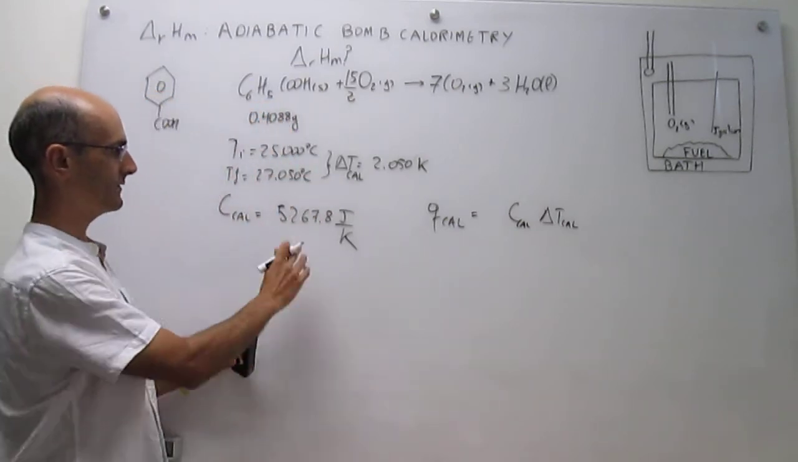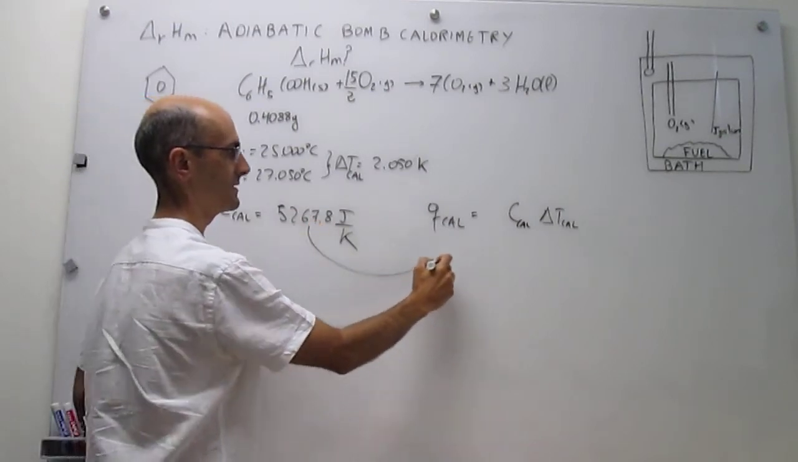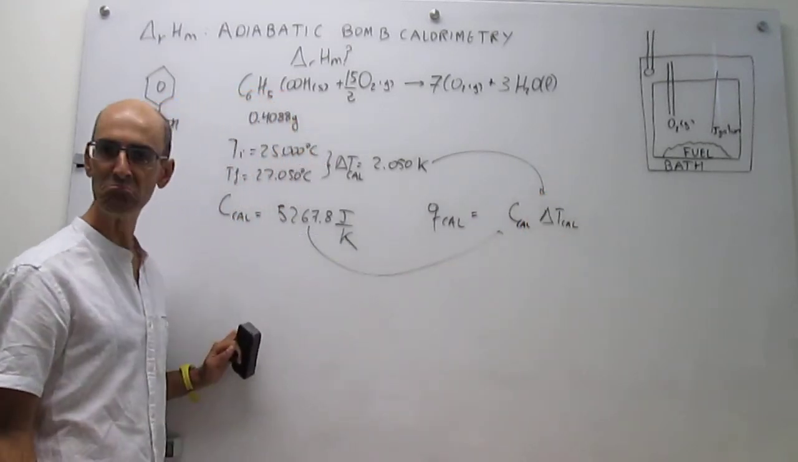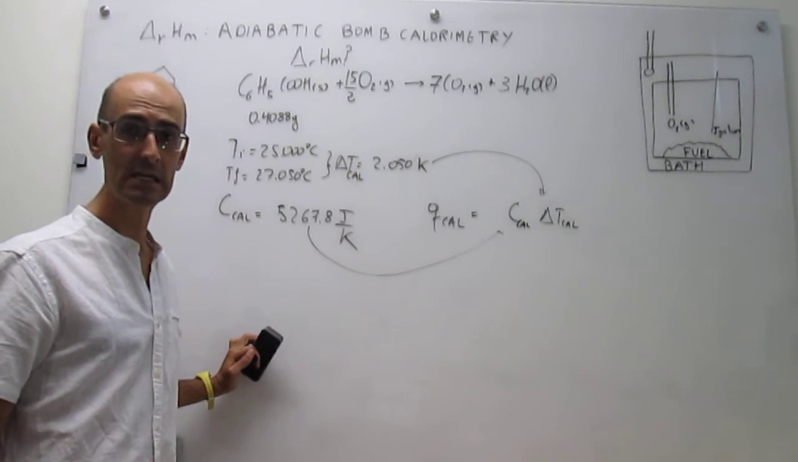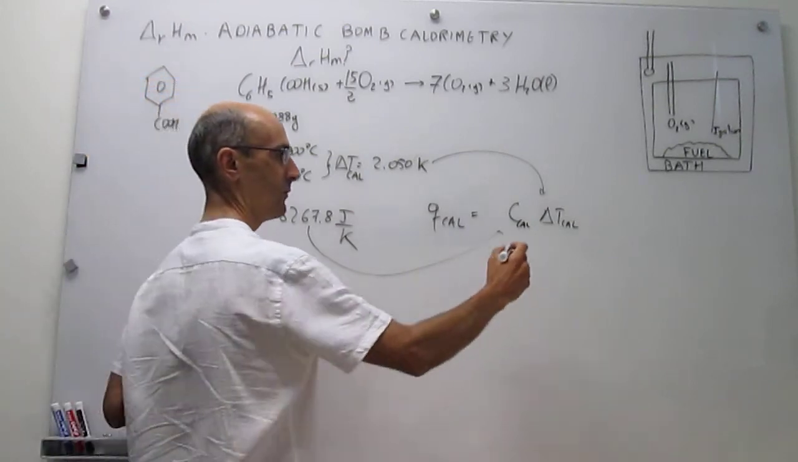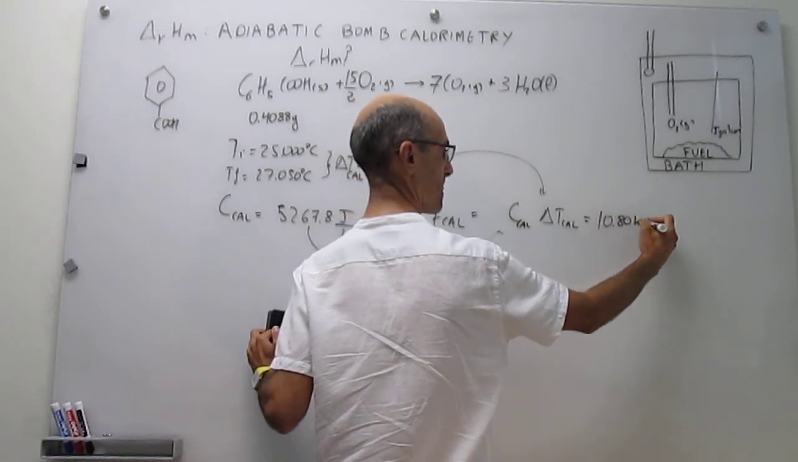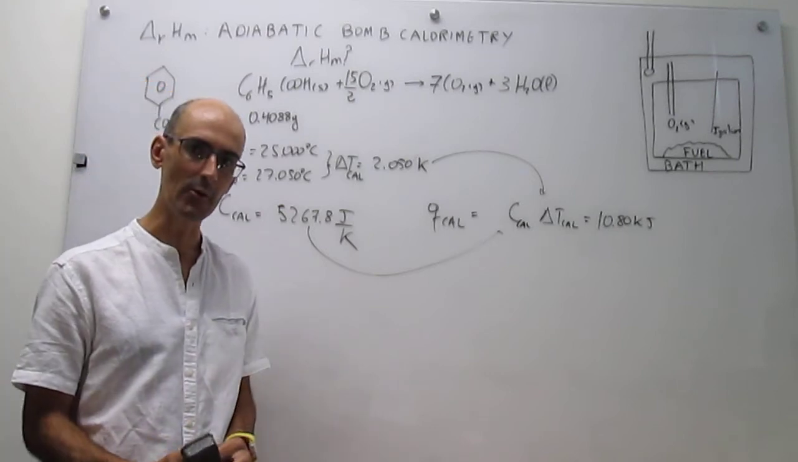Right, so we actually have this number. This is the heat capacity of the calorimeter, that is this number. And we also have the change in temperature in the calorimeter, is that number. So the product of those two is going to give you the amount of energy as heat absorbed by the calorimeter, which happens to be a number of 10.80 kilojoules. That is the heat absorbed by the calorimeter.